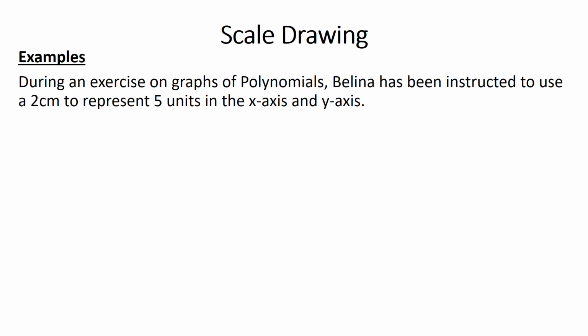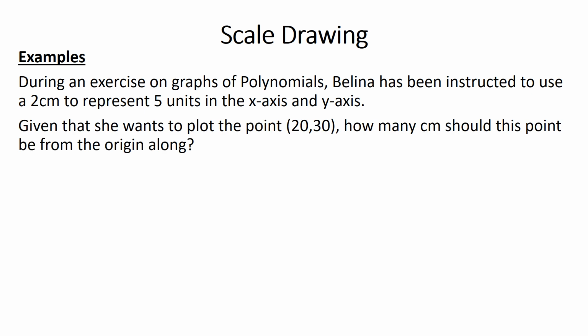Now this is an interesting example. During an exercise on graphs of polynomials, Berliner has been instructed to use 2 centimeters to represent 5 units on the x-axis and y-axis. So this student of mine, Berliner, has been instructed to use 2 centimeters to represent 5 units on the x-axis and also the y-axis. That's what the question is saying on a graph of polynomial. So given that she wants to plot the point (20, 30), how many centimeters should this point be from the origin along 1, the x-axis, 2, the y-axis?